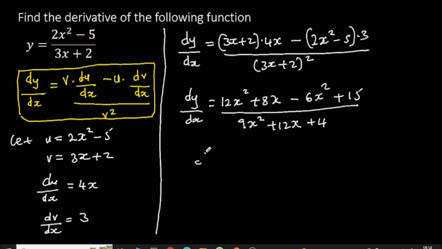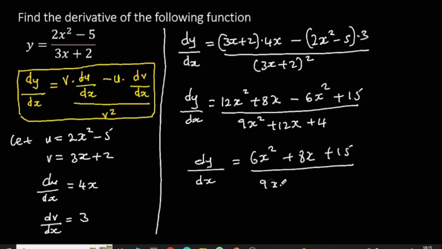Now from here, you just need to simplify the numerator and the denominator to get the derivative of our fraction. In this case, we put the like terms together. 12x squared minus 6x squared gives us 6x squared. Then the plus 8x does not have a like term, so it's just going to be 8x. And then you add the constant 15, divided by 9x squared plus 12x plus 4. And that is going to be the derivative of our function.